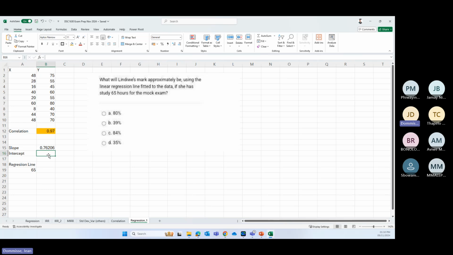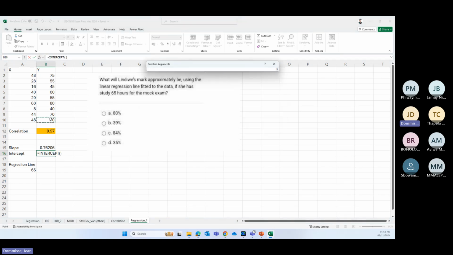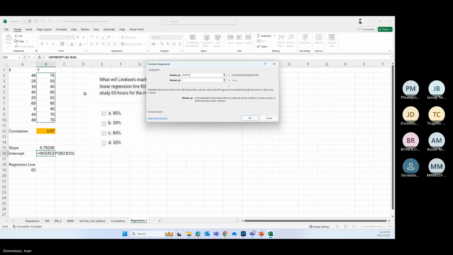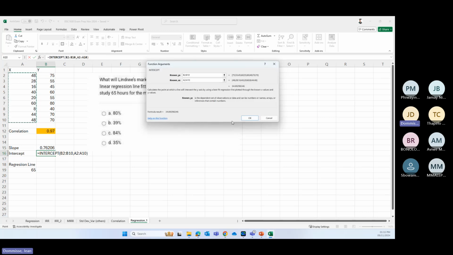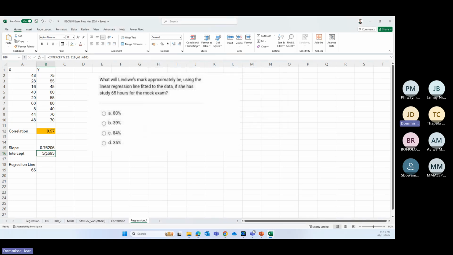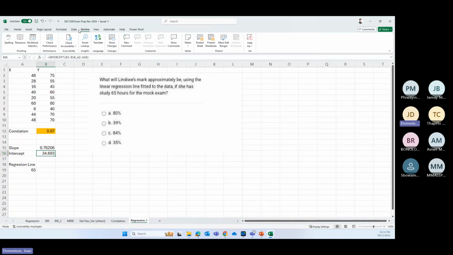So then intercept, we've got the intercept formula. We go to the intercept. We've got the Y's again first. We've got the X's. So for intercept, we have that formula. Okay, so let me see if I can draw. Just want to see, is there a draw function for Excel? I don't think so.